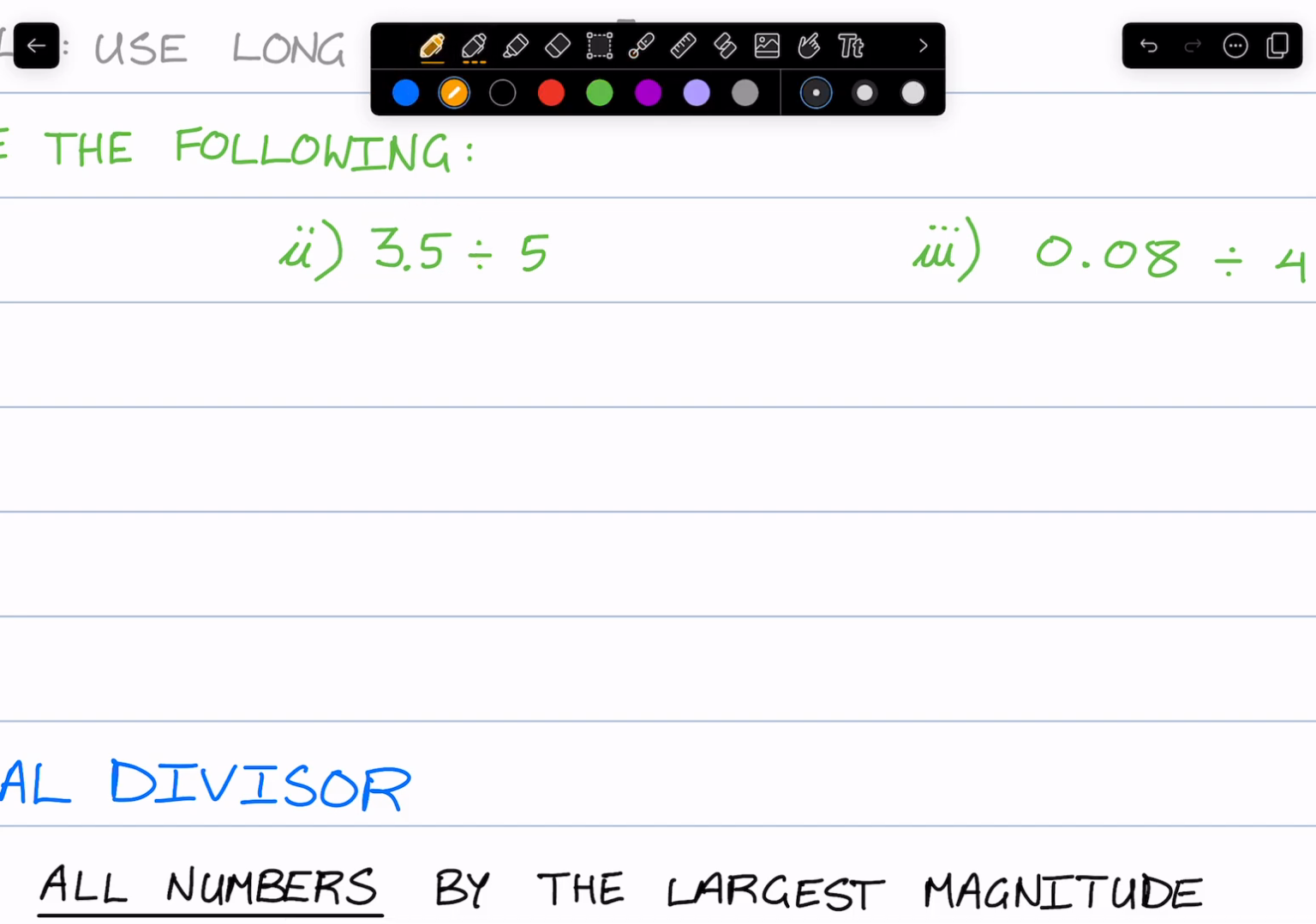We want to make this into a whole number first, timesing by 10. This becomes 35 divided by 5. 35 divided by 5 is 7. But since I've multiplied by 10 in the beginning, I need to divide by 10 at the end. So moving the decimal place 1 spot to the left, this gives us 0.7.